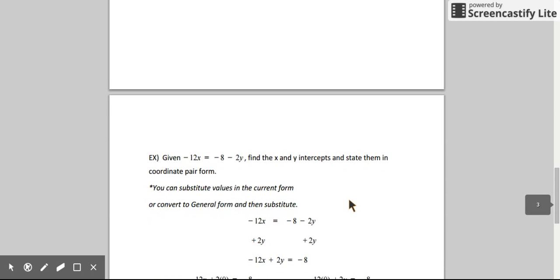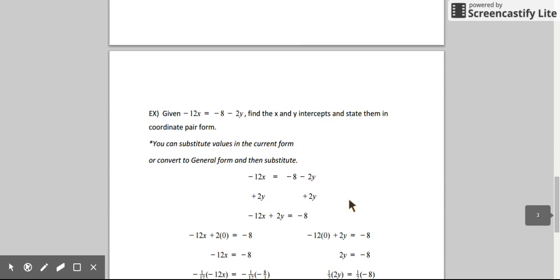One more example. What if it's not in that general form? Well, we can always substitute x is 0 and solve for the y-intercept, or y is 0 and solve for the x-intercept in any form. We don't have to put it in general form. General form is just a lot more helpful.